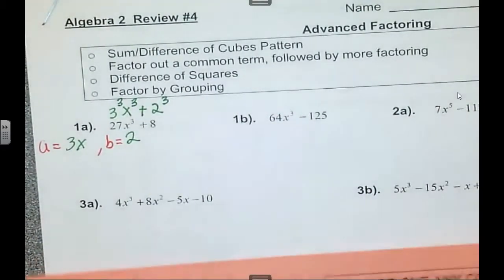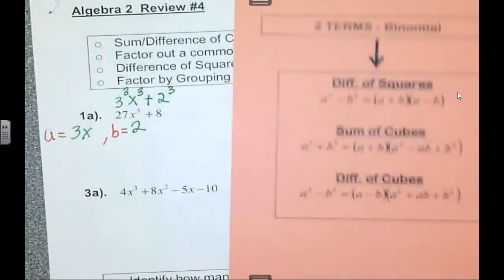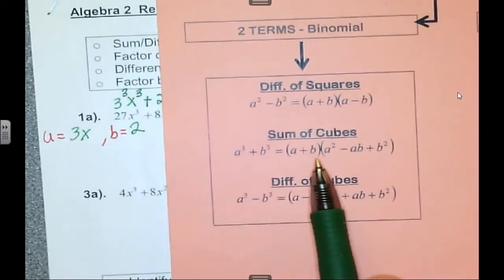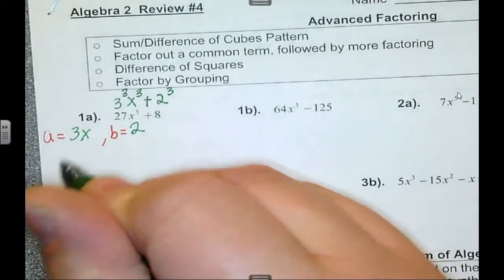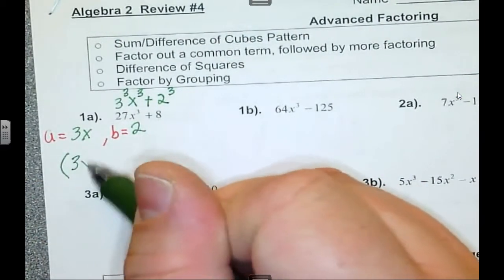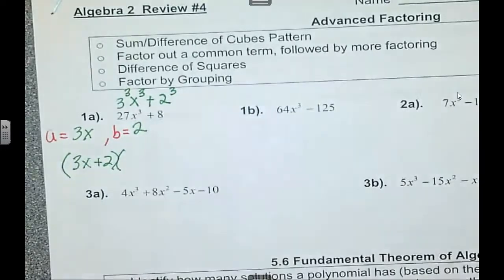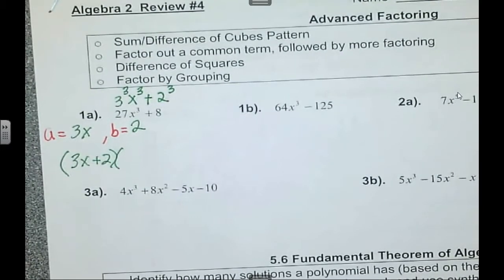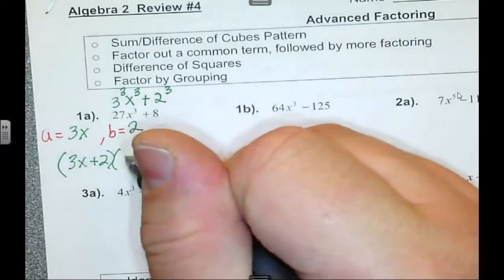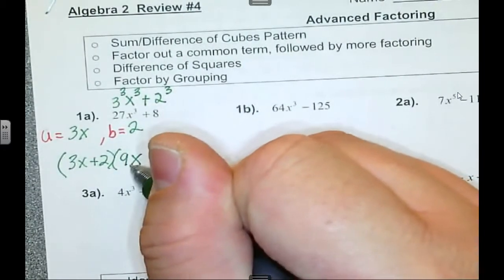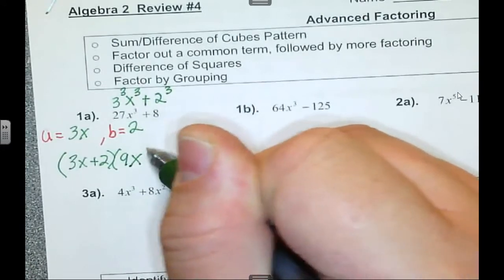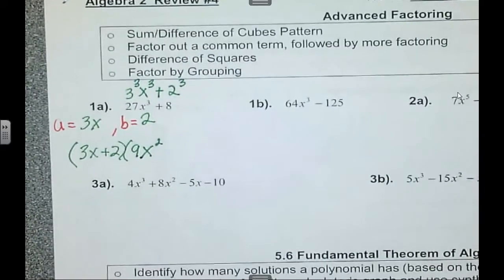All you have to do is put it in the formula now. Okay? I have sum of cubes, and here's my factor form. A plus b. So a plus b is 3x plus 2. A squared. What's 3x squared? Be careful. 9x squared. We're squaring it. 9x squared. Okay. All right.